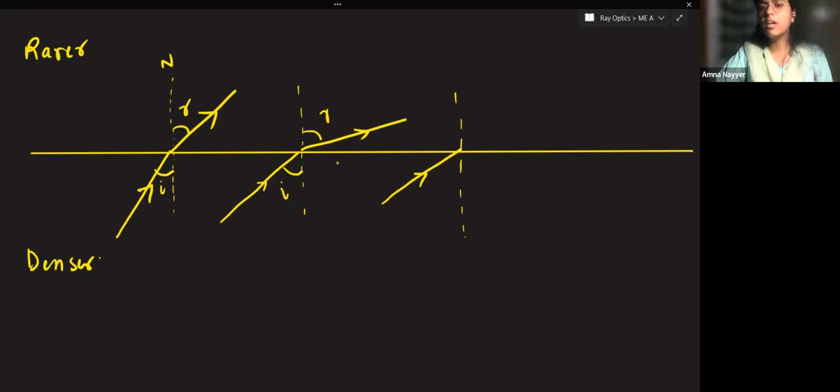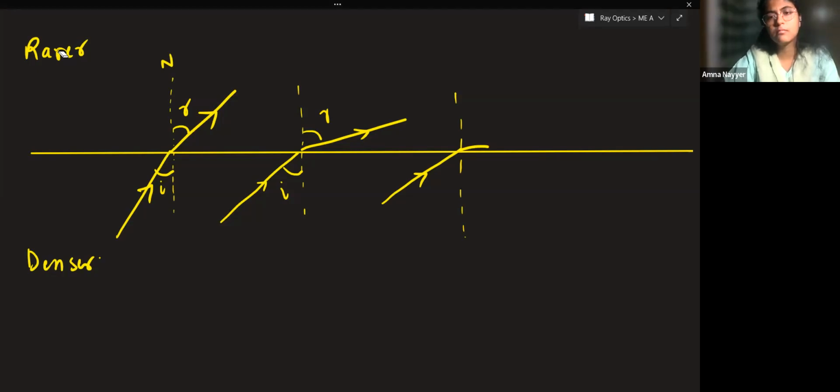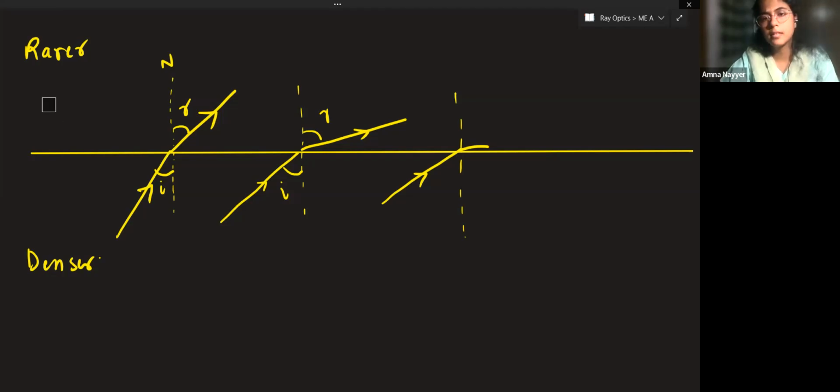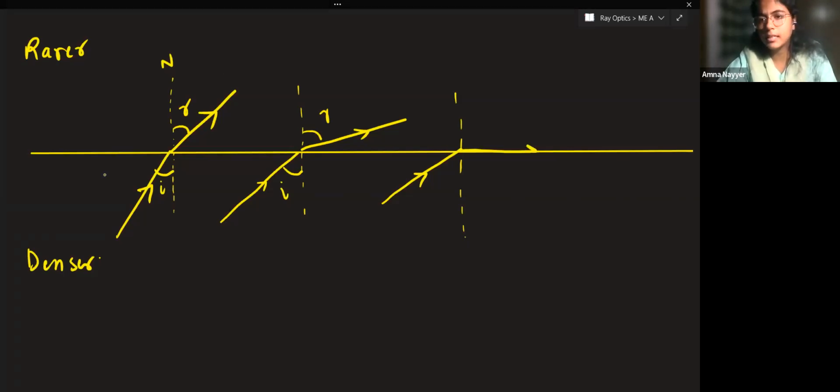Now where will this refracted ray go? What has been observed is that this refracted ray simply grazes along the surface like this. As we increase the angle, the angle of refraction becomes 90 degrees, and this is the angle of incidence. Fine.